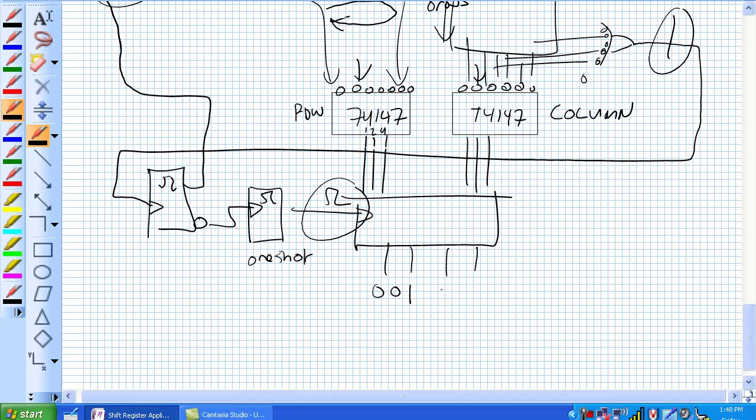And that position is 0, 0, 1, 0, 1, 0. That's position row 1, column 2. What is row 1, column 2? Well, it happens to be the X key, and it places an X on your screen. Pretty cool, huh? And how does the whole shift register fit into this thing?